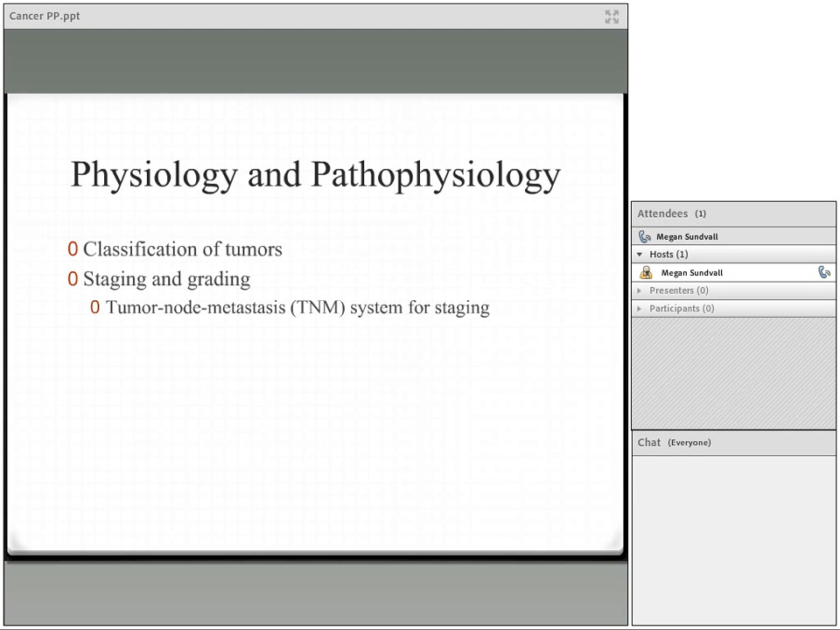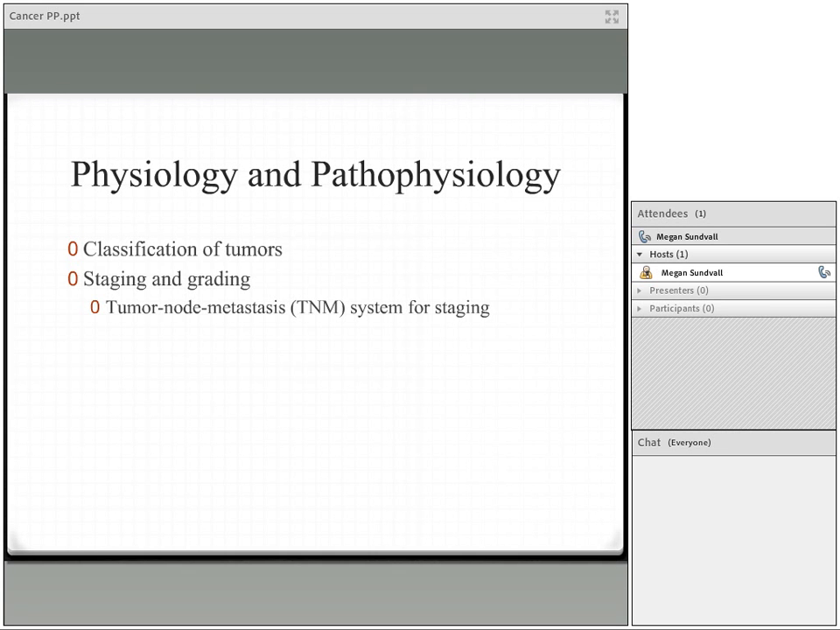Physiology and pathophysiology, we look at classification and staging of tumors. We use the TNM system for staging. So we talk about T, meaning the primary tumor, where T0 would be no evidence of a primary tumor, where T1 to 4 is talking about an increasing size or local extension of the primary tumor. N refers to nodes or regional lymph nodes, N0 meaning no regional lymph node involvement. N1 to N3 means that there's an increase in the extent of regional lymph node involvement. M is metastasis, so distant metastasis.